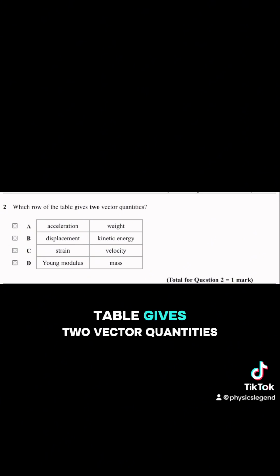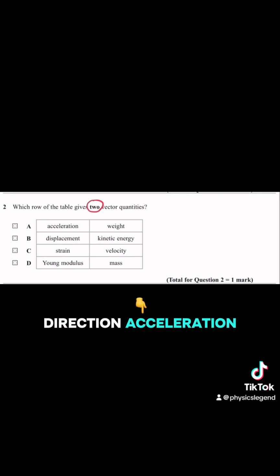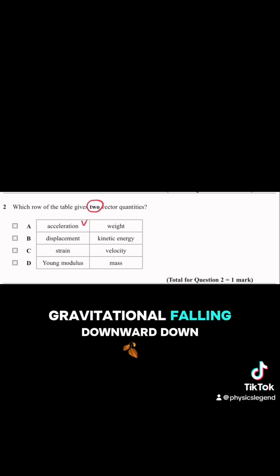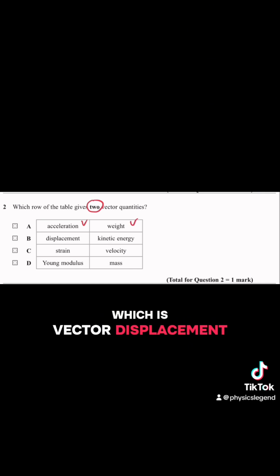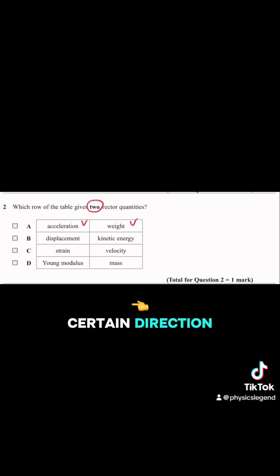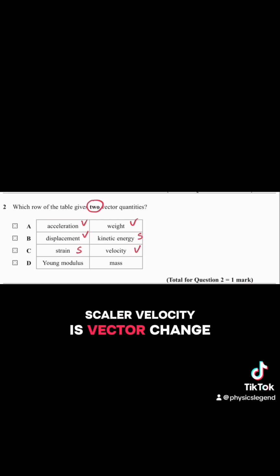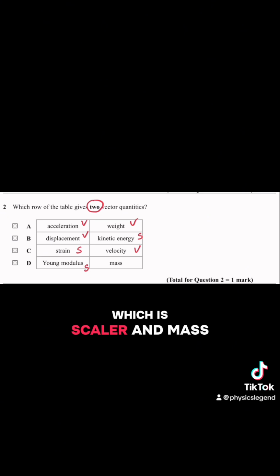Which row of the table gives two vector quantities? Vector means magnitude and direction. Acceleration, change in velocity over time, is a vector. Weight, the gravitational pulling downward force, is a vector. Displacement, a distance in a certain direction, is a vector. Kinetic energy is scalar, strain is scalar, velocity is a vector, change in displacement per unit time. Young modulus is scalar, and mass is a scalar as well. So the correct answer is A.